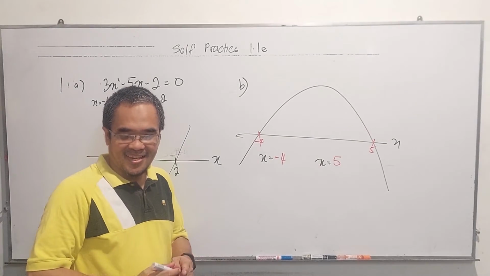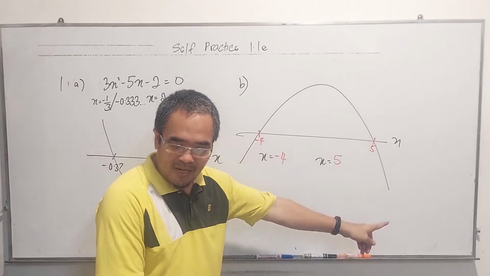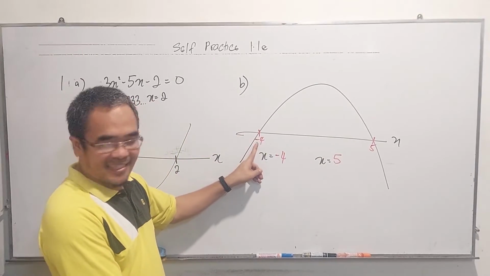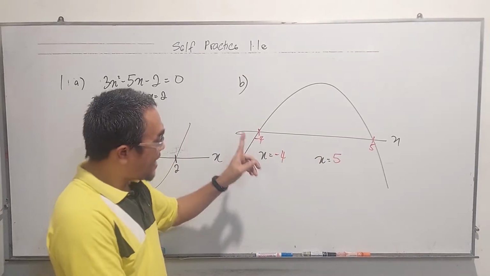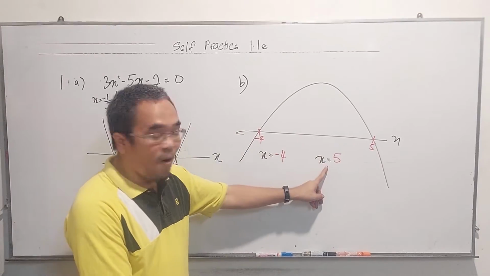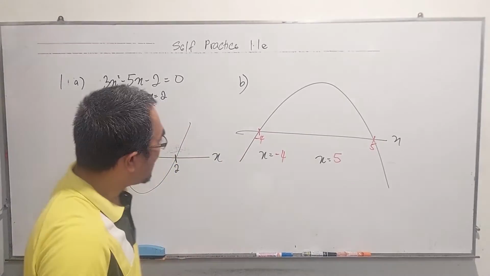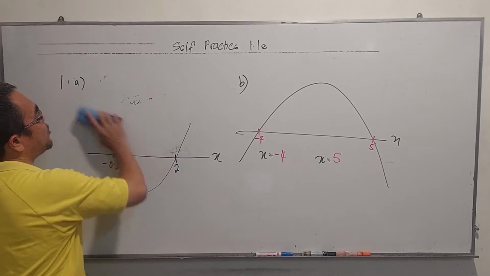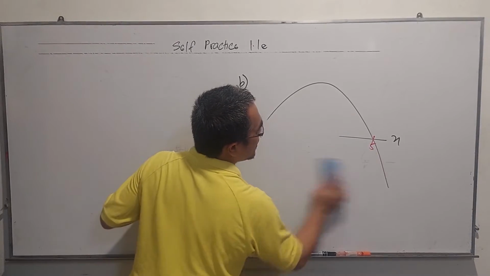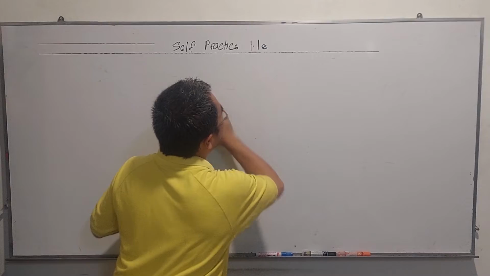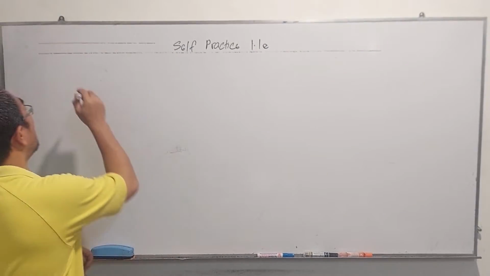The intersection of the curve with the x-axis is at negative 4 and 5. So the roots are negative 4 or 5. Okay, that one you do later, but we will continue to discuss this question, and then I will let you try on your own. Now, look at how to answer question number 2.